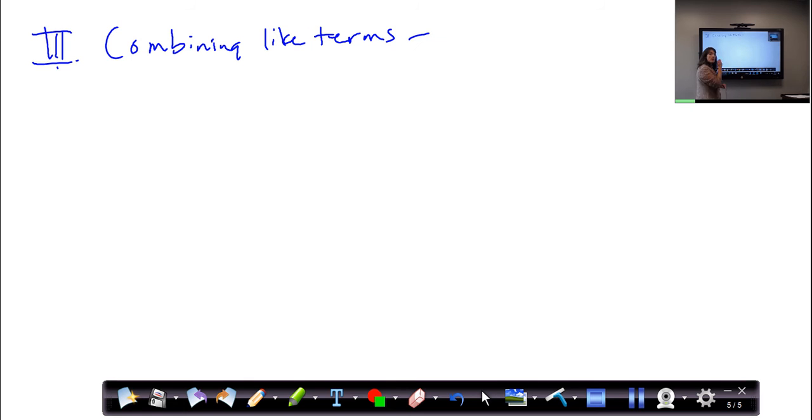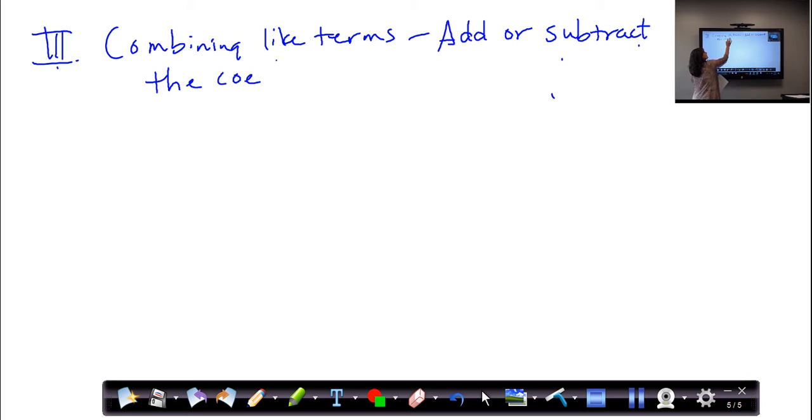Remember, like terms have the same variables. Those variables are to the same power. So if you have like terms, you can combine them, but what you do is you combine them with addition or subtraction. So you're going to add or subtract, but the catch is you're going to add and subtract only the coefficients of those common or like terms.